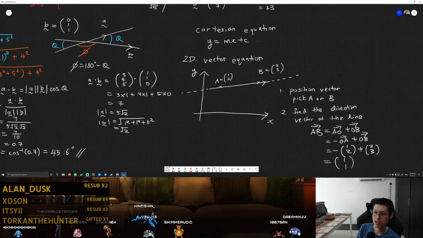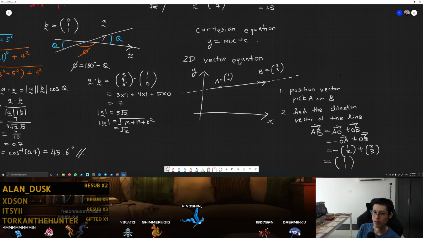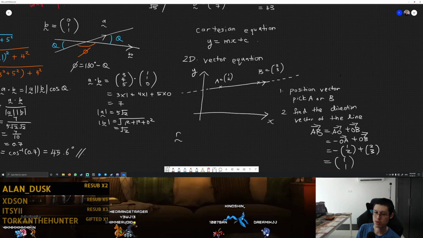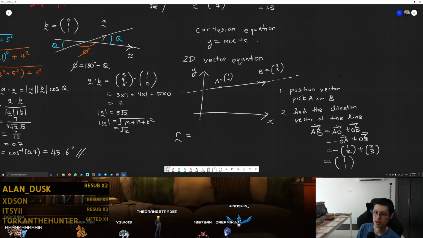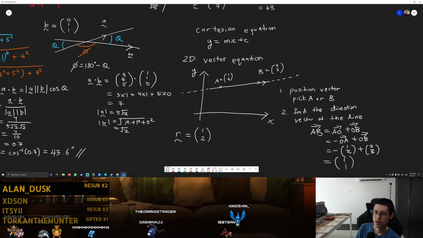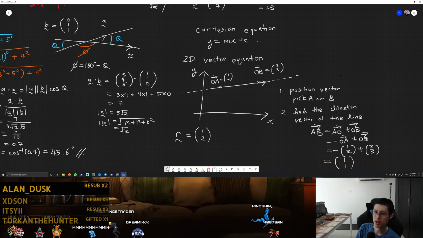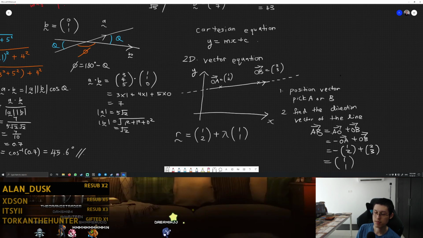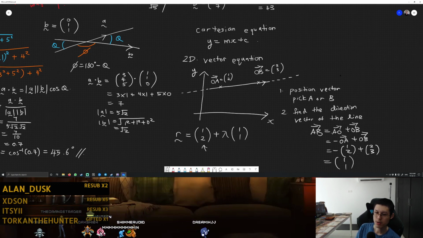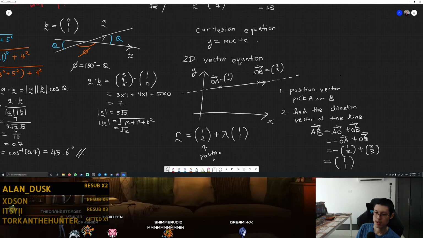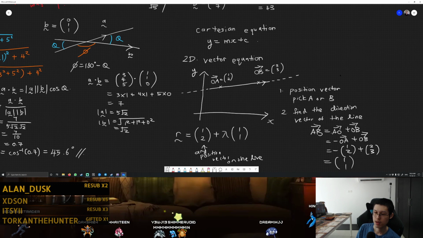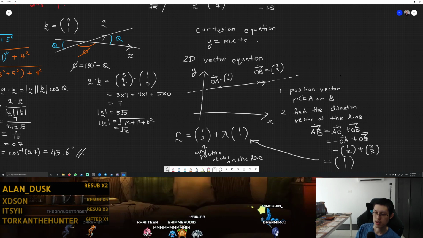For our last step, we write our vector equation. The vector equation always looks like this: r equals our position vector. Let's put OA, so that would be (1, 2). Then we put plus lambda, and then the direction vector goes here. This is always a position vector, any position vector on the line, and this is going to be the direction vector.